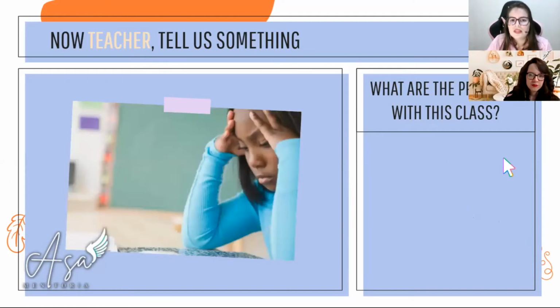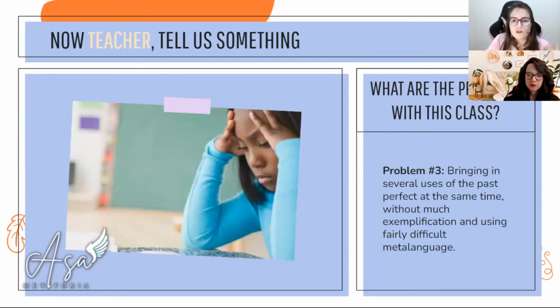Another problem with this class, bringing in several uses of the past perfect at the same time. Someone mentioned that without much exemplification and using fairly difficult meta language. Again, reported speech, something that happened in the past before something else, but then the teacher just brought the first half of the sentence. He or she didn't bring the second part, which tells us what happened afterwards, right? And also talking about third conditional. If I had won the lottery, you completed, right?